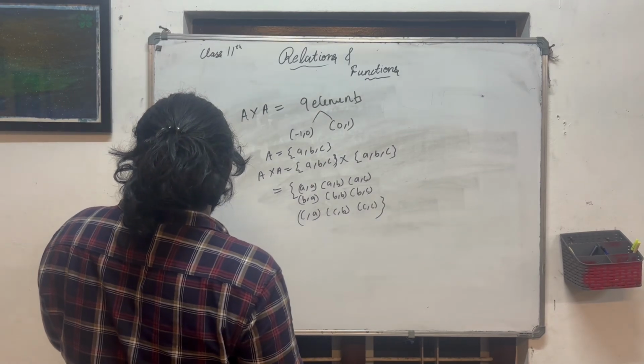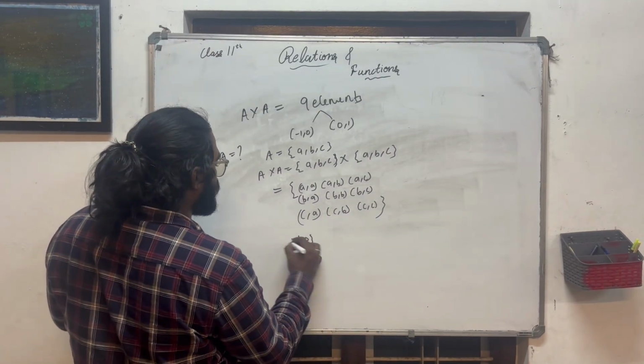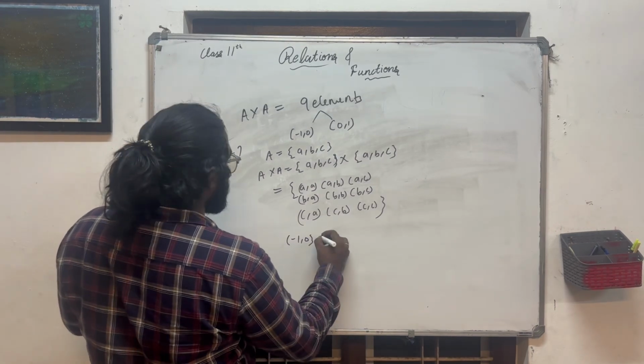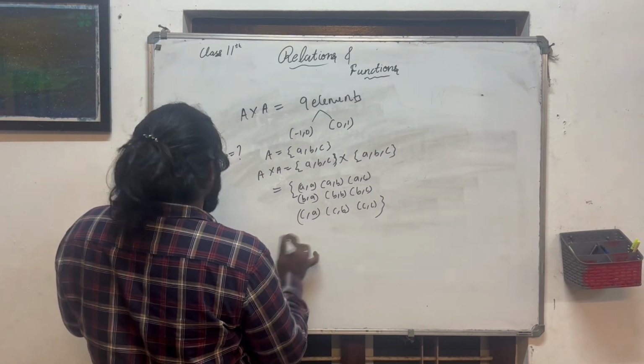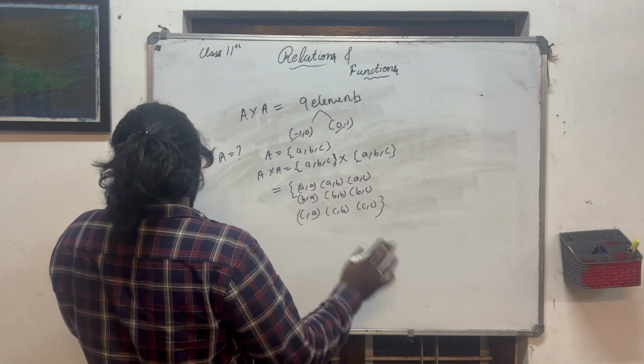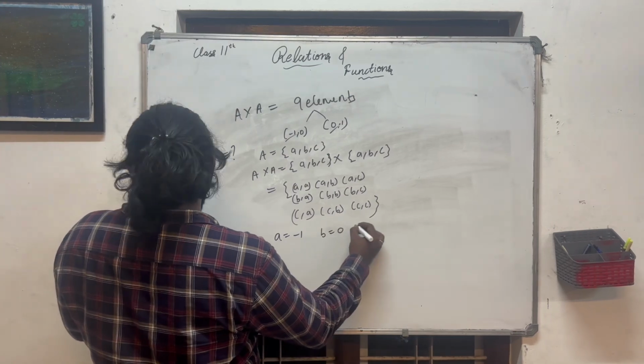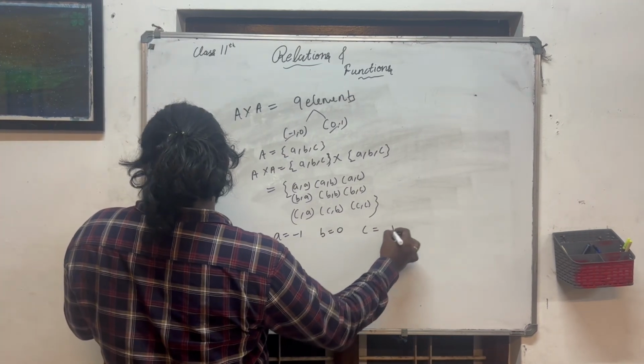With this knowledge, अगर इसमें हमने डाला है -1, 0, right, is in the set A cross A, and even -1, 0 है और 0, 1 भी है, दोनों है. So if you see, a will be -1, b will be 0 and c will be 1.